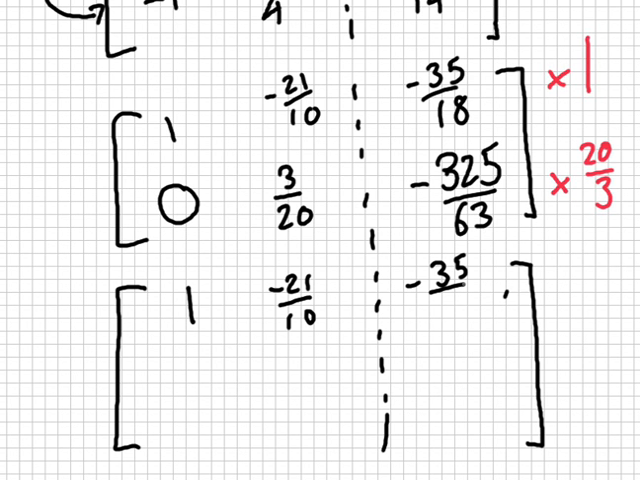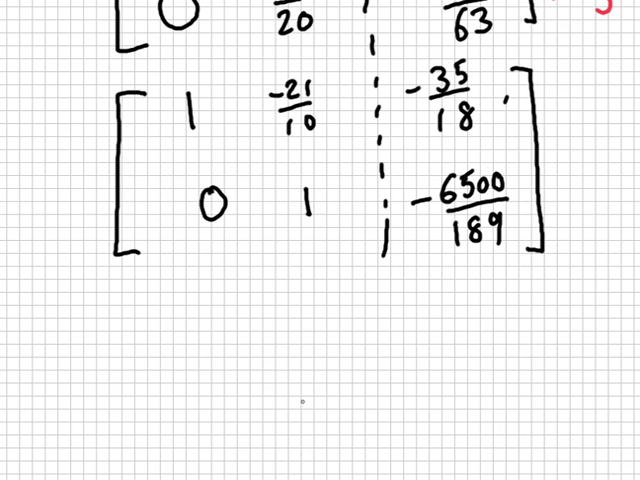Negative 6,500 over 189. Why is it that we leave this at 1? Why does it leave it at 3 over 20? Yeah. You will see why now.